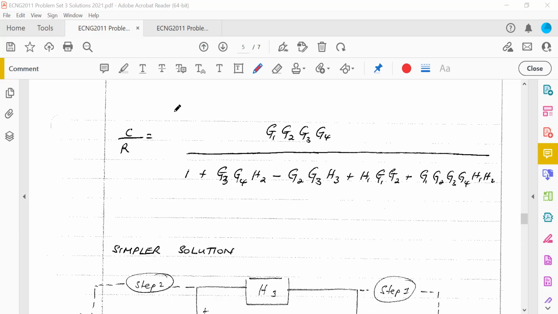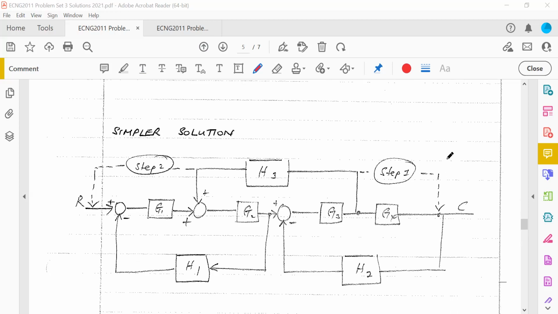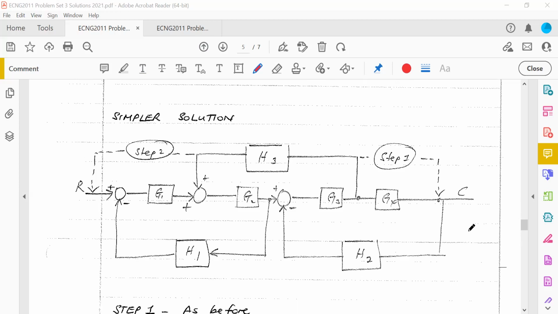If you look at the problem, sometimes you can see a simpler way of doing it. Not always, and there's no penalty for doing it the long way as against doing it the short way, all right? But look at it again. This is the problem that we have here.